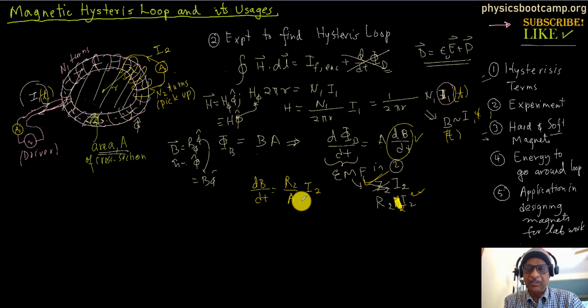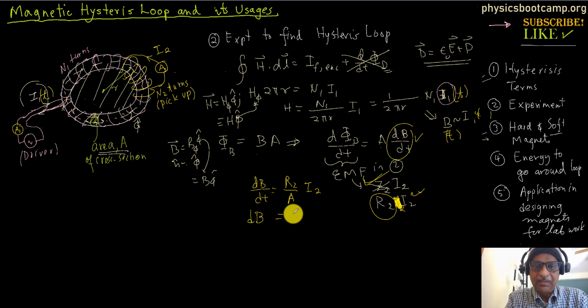I'll just put I2 here. The N2 will be inside the resistance, you know. So how much current do I produce in the second circuit? If I want to get a B, this will be a function of time. R2 will not be a function of time, and I2(t) dt.